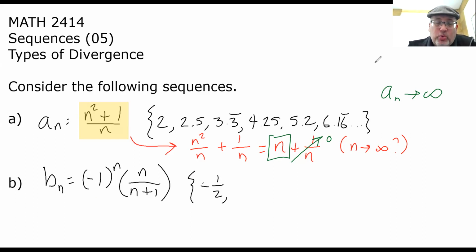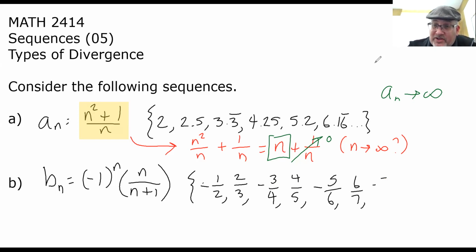If we put in 2, we get -1 squared, which is positive. And putting 2 into the fraction gives us 2/3. We put in 3, -1 to the third is negative, and we get -3/4. If we put in 4, negative 1 to the fourth is positive 1, and then we get 4/5. The next one, it's easy to pick up on the pattern now. Next one will be negative 5/6, and then positive 6/7, negative 7/8, positive 8/9, etc., etc.